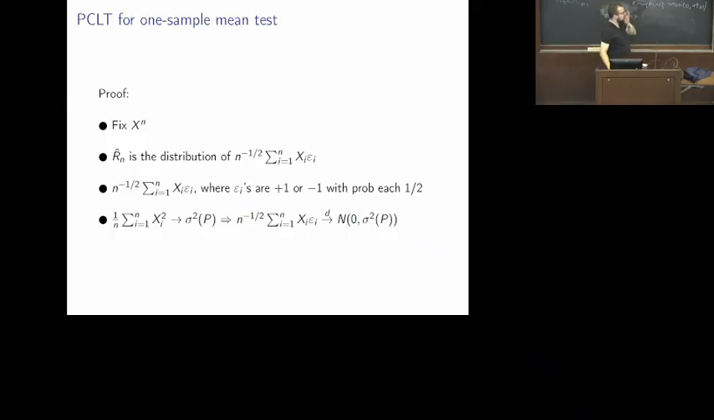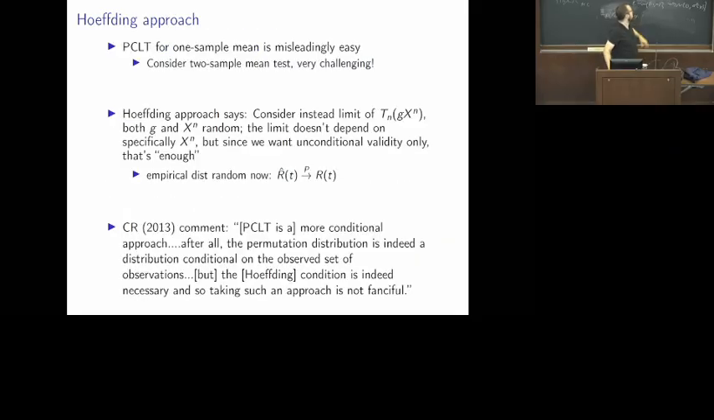That's misleadingly easy, but it's a case where it works because you can think of these terms as IID. I wanted to show you one because it gives you a flavor of how these things are done. The main point about PCLTs would be a different one. If you look in your textbook, we also do the case for the two-sample test for the mean, and it's extremely challenging. So that's more the message.